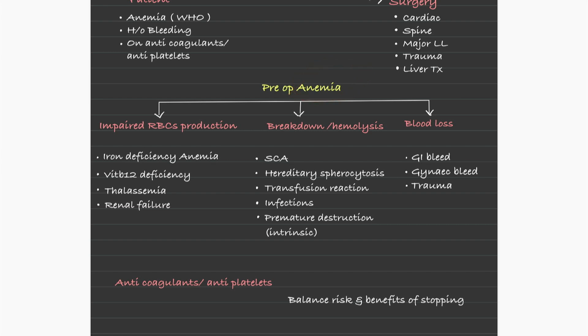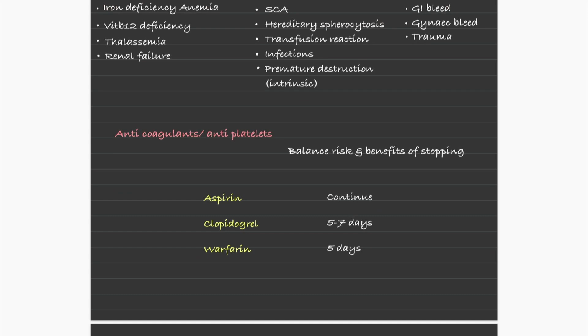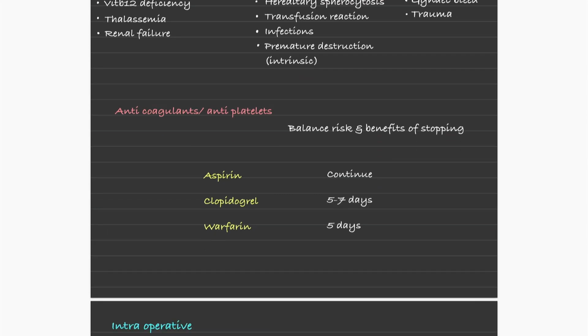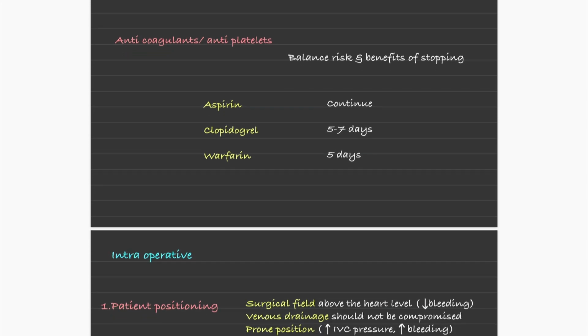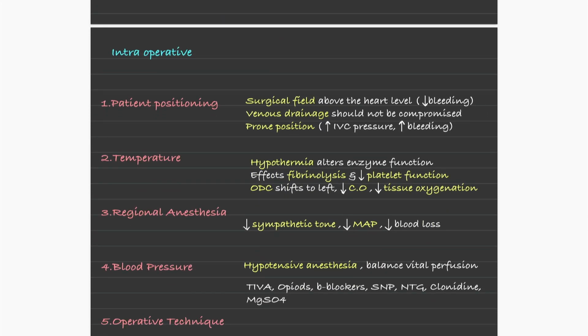If the patient is on anticoagulants, we have to see the risk and benefits of stopping that drug. For detail, we have to see the ASRA guidelines. Just to complete, aspirin can be continued, clopidogrel has to be stopped 5 to 7 days approximately, and warfarin 5 days before the surgery. These are the preoperative measures. After this, we will discuss intraoperative measures.